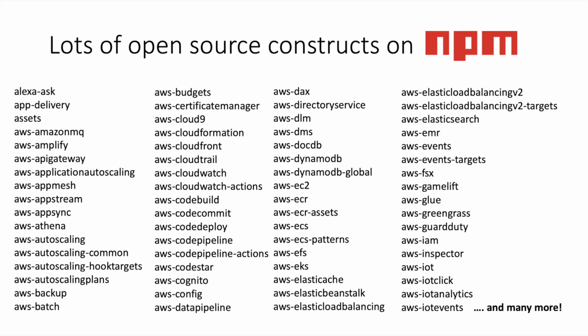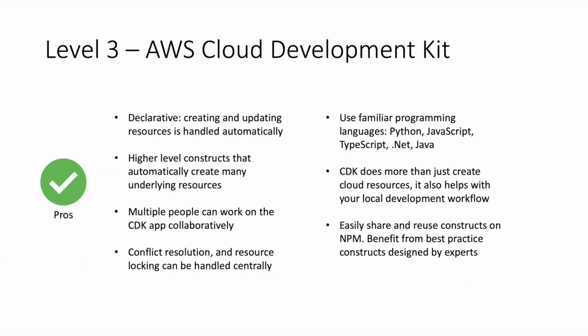So there are basically infinite possibilities for what you can build, and a lot of these things are already pre-built and can be found on NPM, but there's still a lot more things that we can build as well. So to summarize the pros and cons of AWS Cloud Development Kit, well, I couldn't really think of many cons. I'm a big fan of CDK personally.